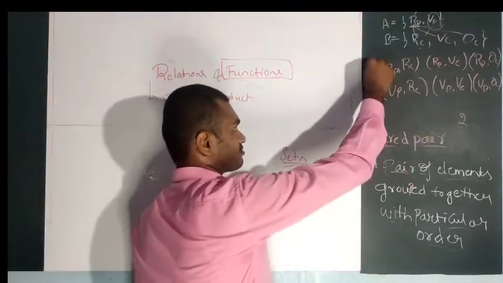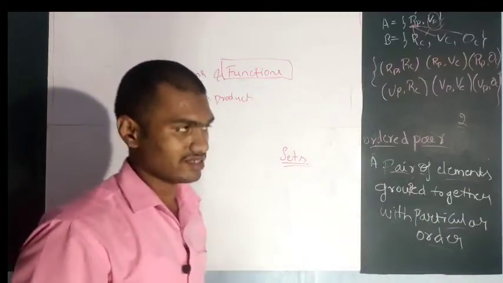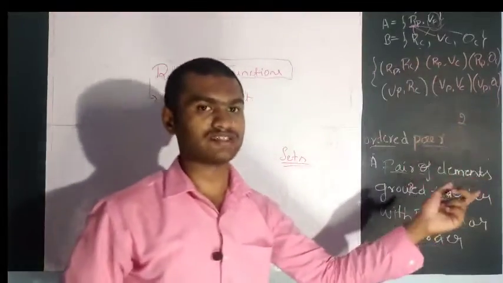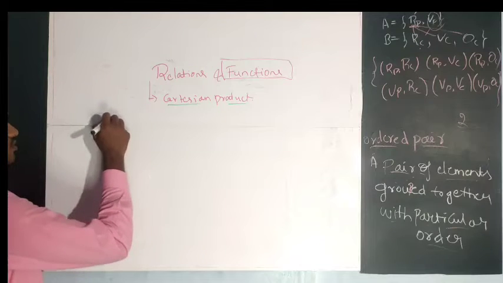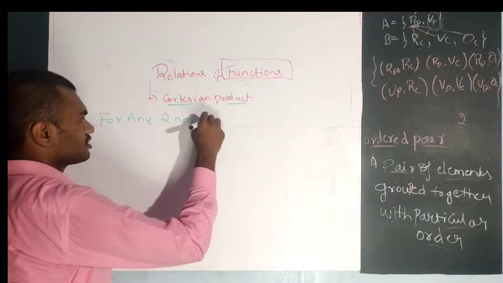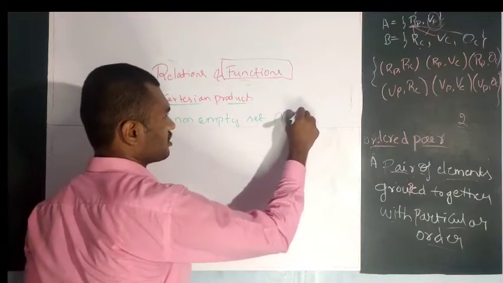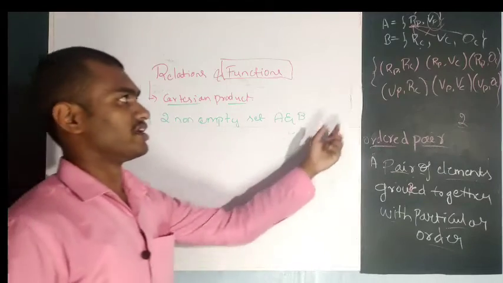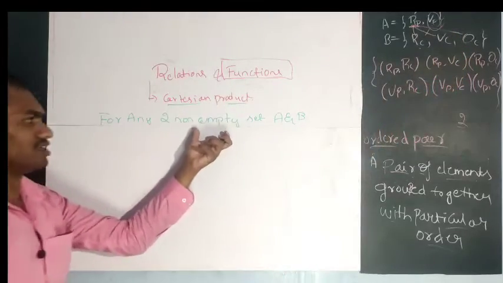This collection of all the possible ordered pairs is called the Cartesian product. So the collection of all the ordered pair elements is called the Cartesian product, for any two non-empty sets A and B. So here we have sets A and B, right? These are non-empty sets. They are non-empty, right? That is why we have written it here.